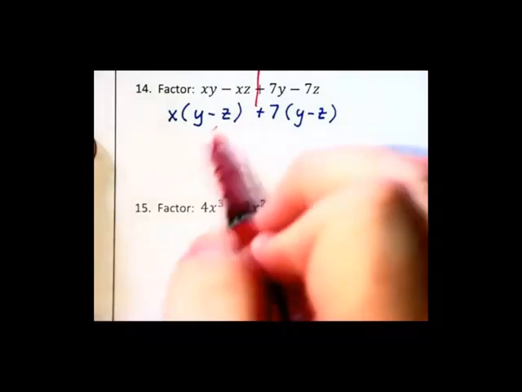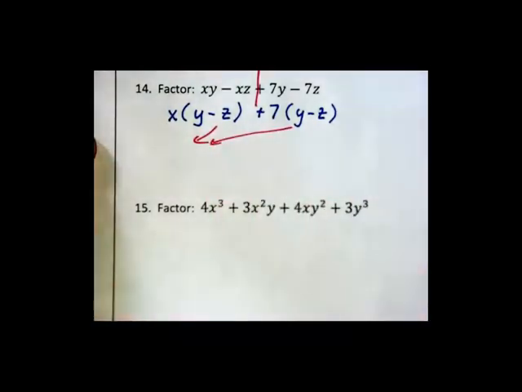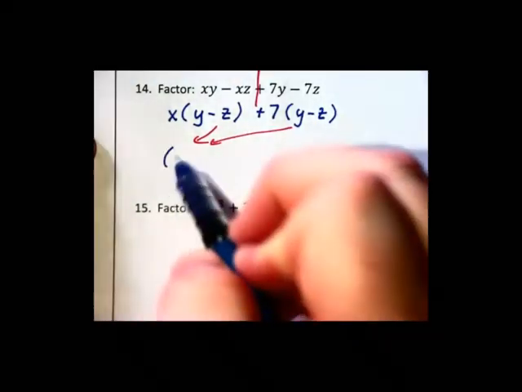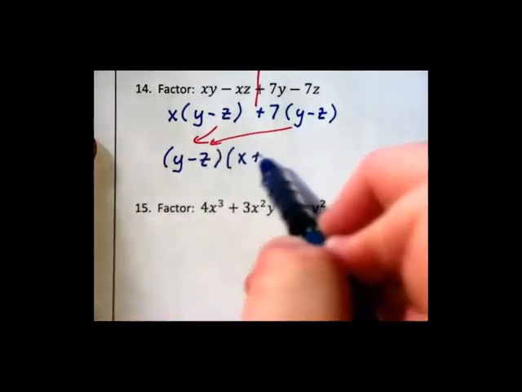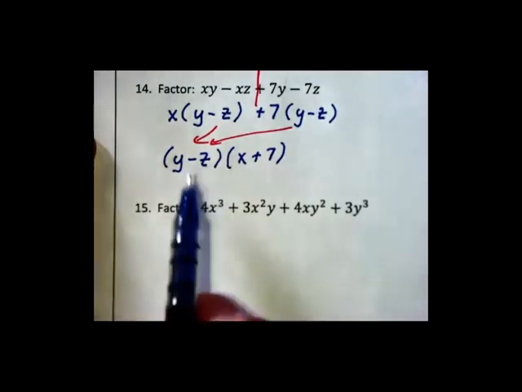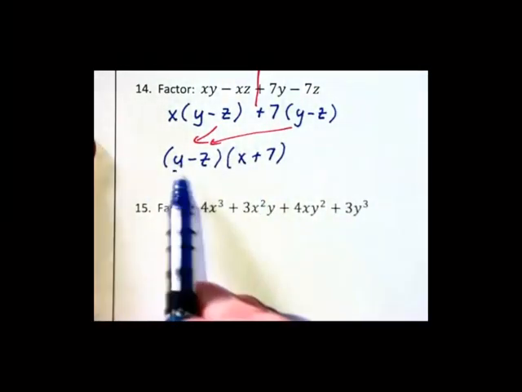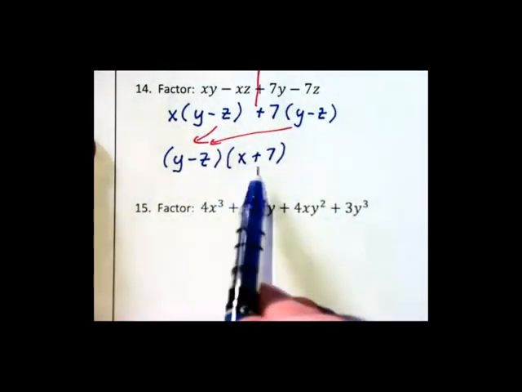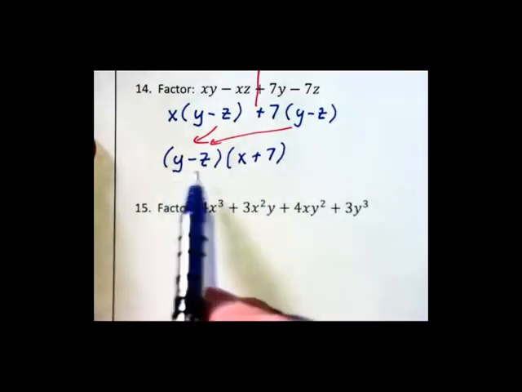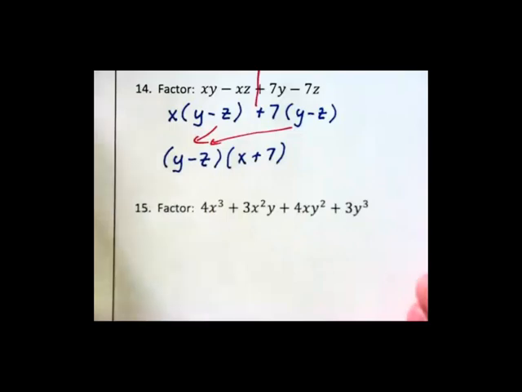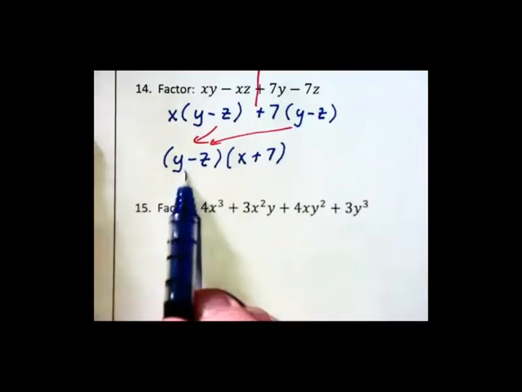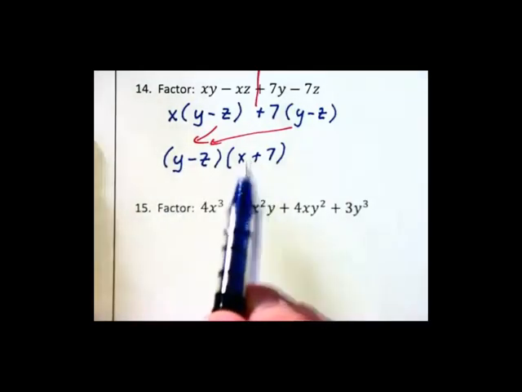Dividing the y minus z's out of each half of the problem gives us y minus z out front times x plus 7. And let me remind you, I don't have to write this in this order. It's perfectly fine to write the x plus 7 first, then times the y minus z, because the commutative property of multiplication says a times b is the same as b times a.